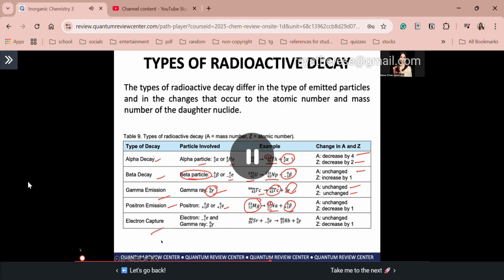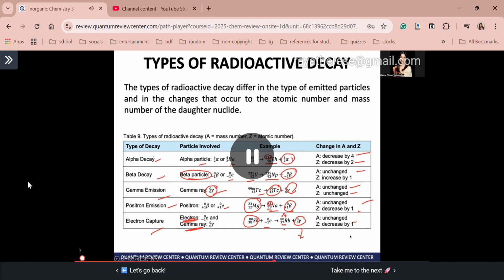Lastly, we have electron capture. It involves the capture of an electron, and the emission of a gamma ray. So an example of this is the electron capture of strontium-80. It captures an electron to result in these products. So may gamma ray emitted ka, and daughter nuclide rubidium-80. Let's compare, guys, the A and Z for rubidium, the daughter nuclide. So compare with strontium, unchanged ang kanyang mass number, equal pa rin sila, and decreased by 1 naman ang kanyang atomic number compared to strontium.